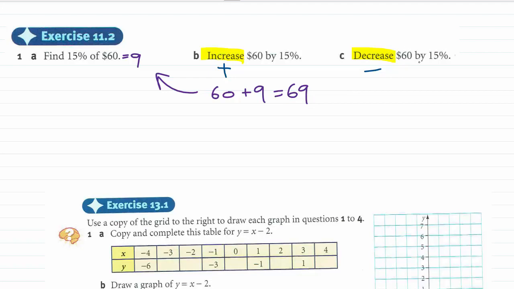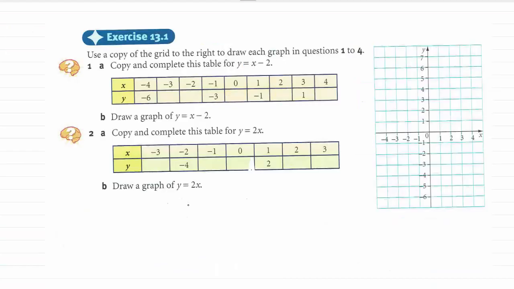And for this one, since the question says decrease, we need to subtract the result of the percentage, which is 9, from the total. 60 minus 9 is equal to 51. And remember, currency sign must be before the numbers, and units like centimeter, millimeter, kilometer, mile must be after the numbers. So for this question, we have currency sign, the dollar sign, so the dollar sign must come before the numbers.